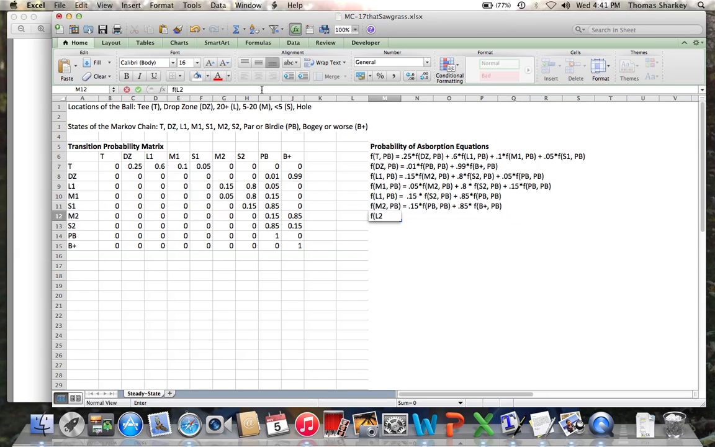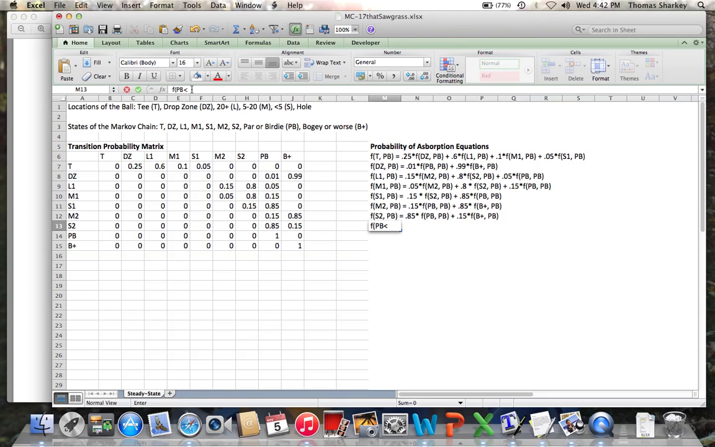And then F of S2, and I am making minor mistakes everywhere. This should actually be F of S1. Sorry for that mistake. So F of S1, PB is, we're looking at where we can transition out of state S1. So 85% of the time we transition to state PB, so we multiply 0.85 times F of PB, comma, PB, and add that to 0.15 times F of B plus, comma, PB. And now we're at a very nice point, the last two states are actually really easy.